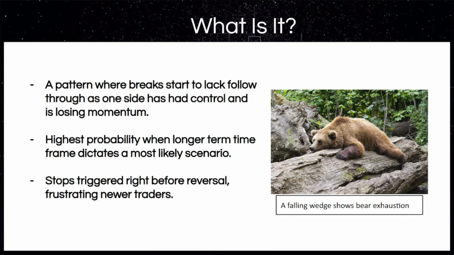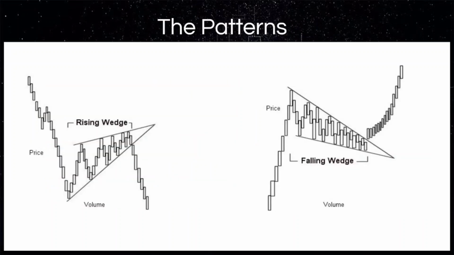So with these patterns, stops are triggered right before the reversal, and a lot of newer traders get really frustrated by that. And if you are unable to recognize these wedges, or if you have not practiced them, that's one of those scenarios where newer traders say, my stop losses always trigger right before the move takes place in the direction that I was looking for. So it's important that we recognize when this pattern is shaping up so we can adjust our stop losses and trading game plan accordingly.